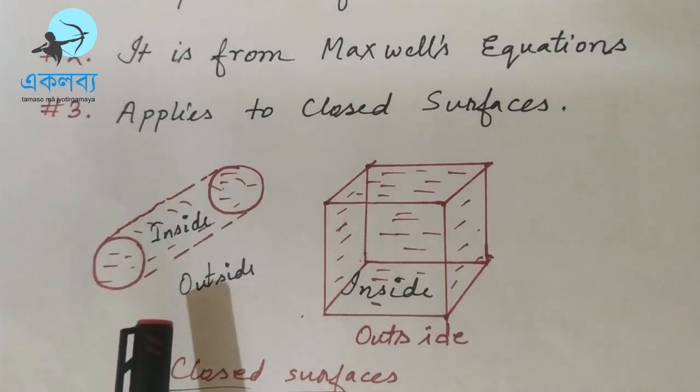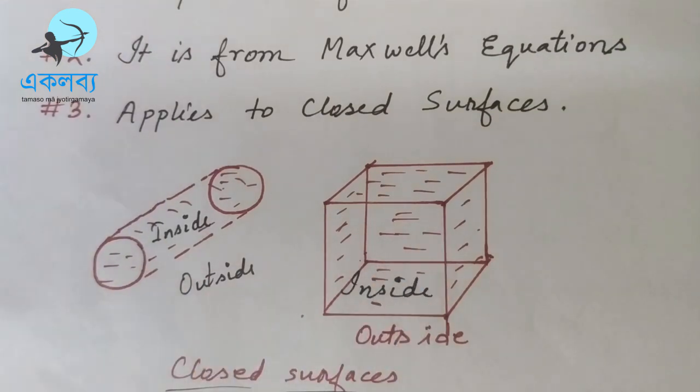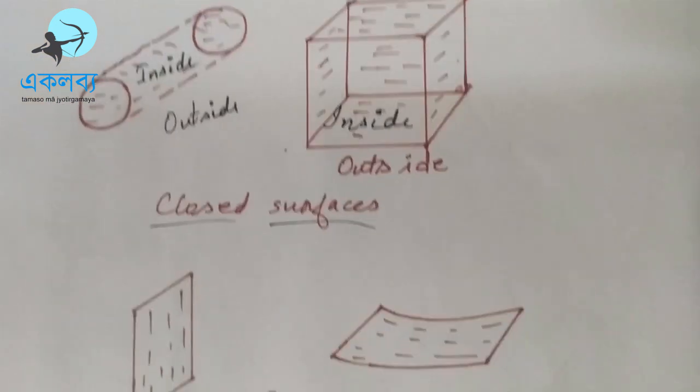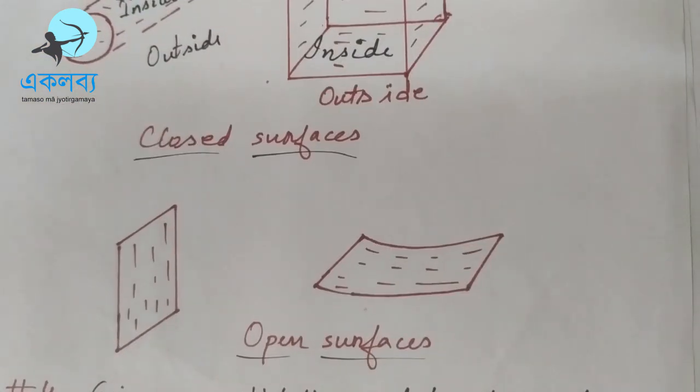I have a cylindrical surface here and a cubical surface here. This cylindrical surface divides the space into inside and outside, and in the same way this cubical surface also divides the space into two parts. So these are closed surfaces. Now you may be thinking, what are open surfaces? These plane sheets, circles, rectangles or any sheets are open surfaces because there is no inside here. So now you get the point of what open surfaces and closed surfaces are.